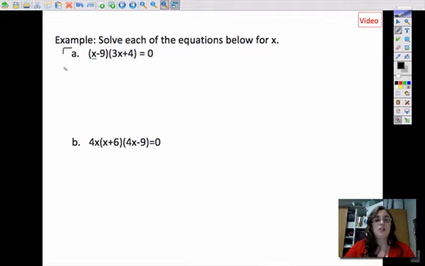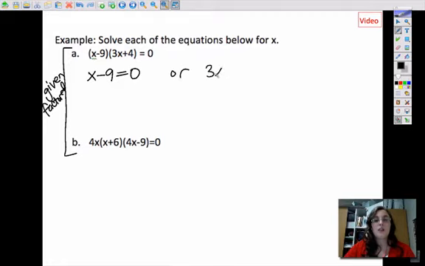These equations, A and B, are already given in factored form. That's because I can see that there's 2 expressions multiplied together to equal 0. In this case, 3 expressions multiplied together to equal 0. That's what factored form is. And so we know that either x minus 9 equals 0, or 3x plus 4 equals 0, or both equal 0, right? Because these 2 multiplied have a product of 0.